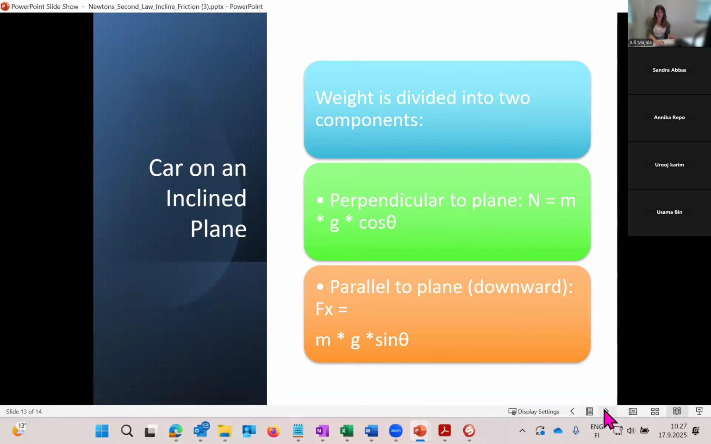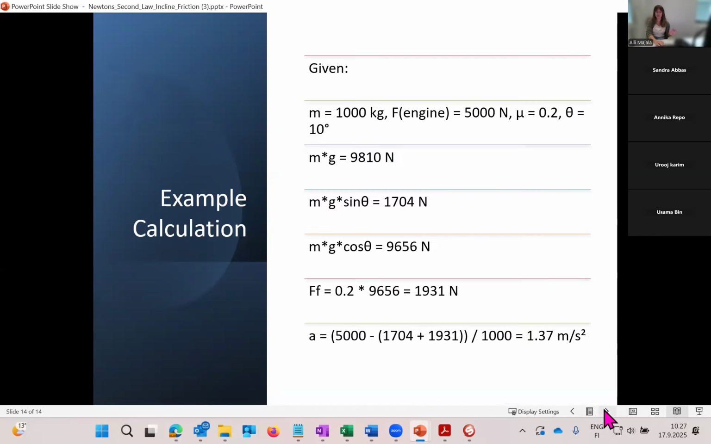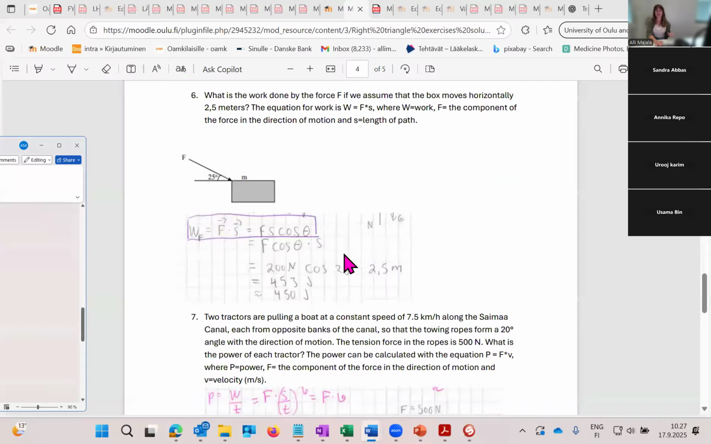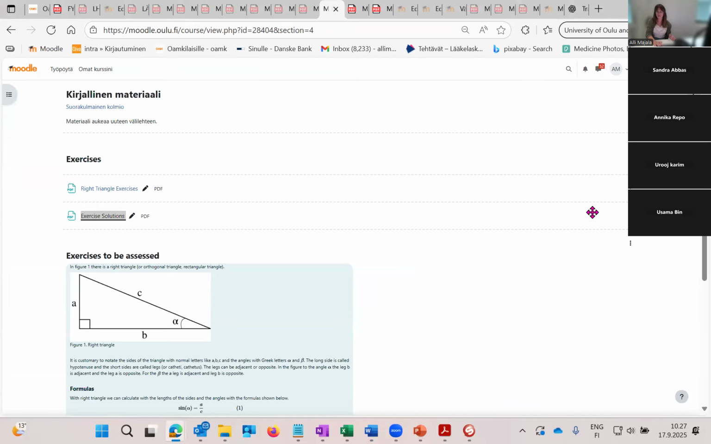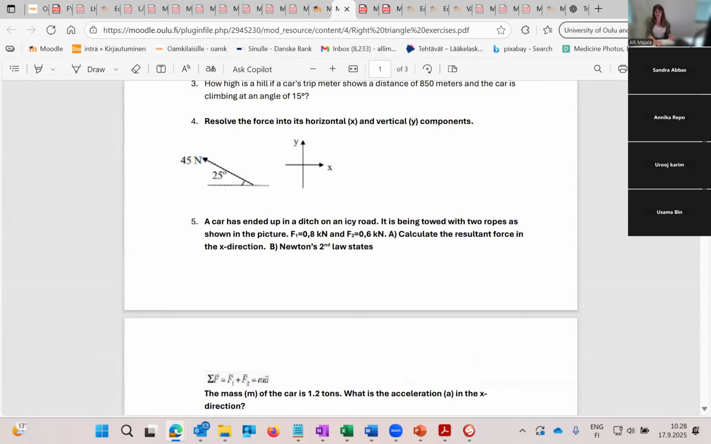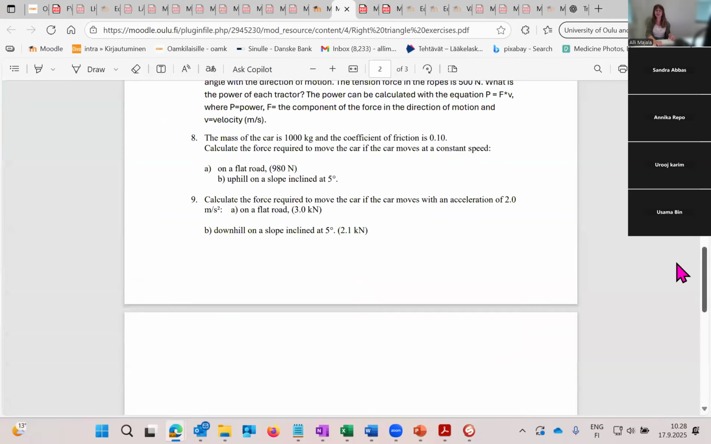Okay, so this is still the car on an incline plane. We looked at this. There's an example calculation, but okay, whatever. That's it. We don't need to look at that any further. Now we can just try to calculate those exercises. I hope I already managed to put them there. So they would be the last ones here, the 8 and the 9. Maybe we start with the 8.